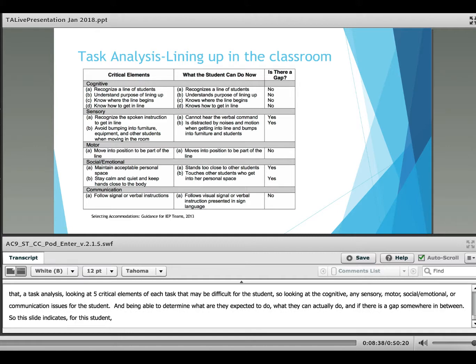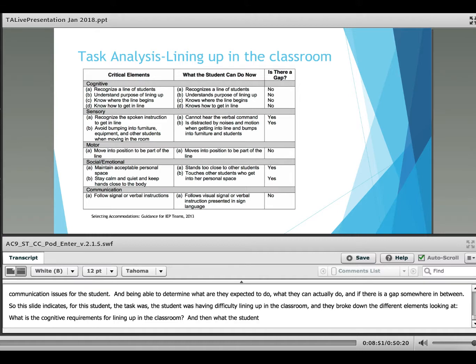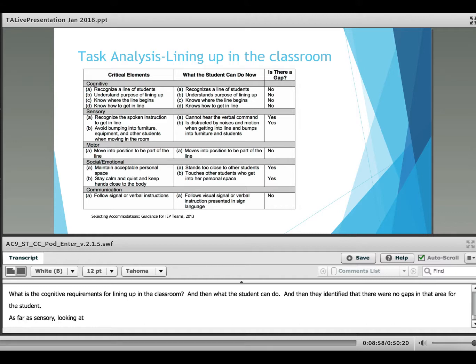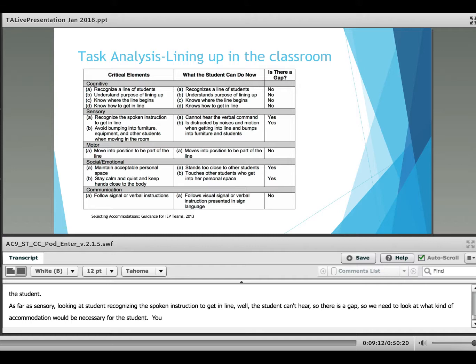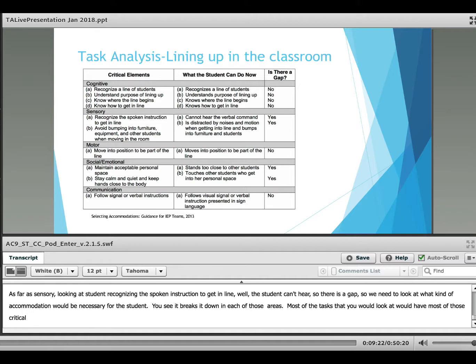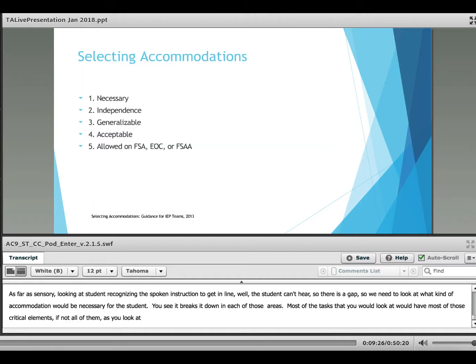So this slide indicates for this student, the task was the student was having difficulty lining up in the classroom. And they broke down the different elements looking at what is the cognitive requirements for lining up in the classroom, and then what the student can do. And then they identified that there were no gaps in that area for the student. As far as sensory, looking at student recognizing the spoken instruction to get in line. Well, the student can't hear, so there is a gap. So we need to look at what kind of accommodation would be necessary for the student. You see it breaks it down in each of those areas. Most of the tasks that you would look at would have most of those critical elements, if not all of them, as you look at that.